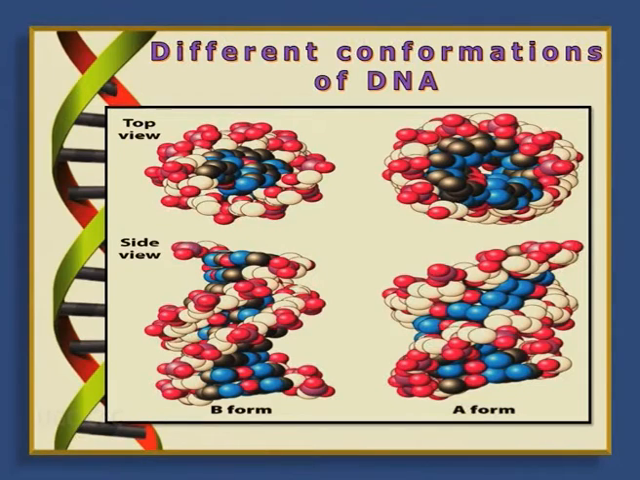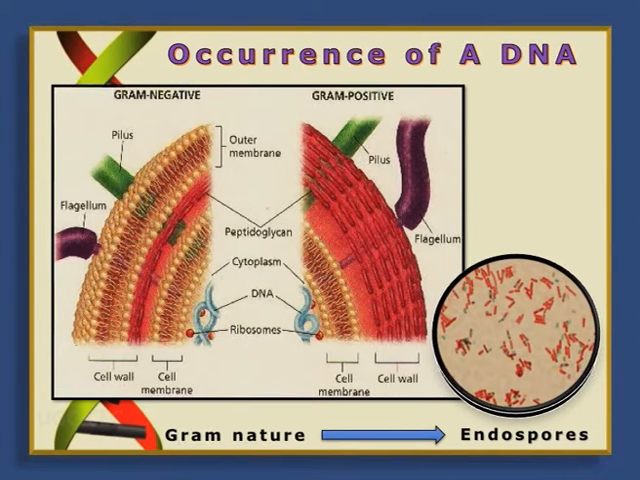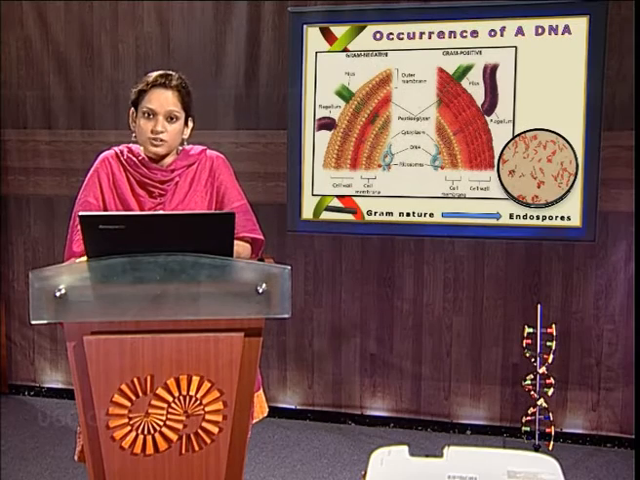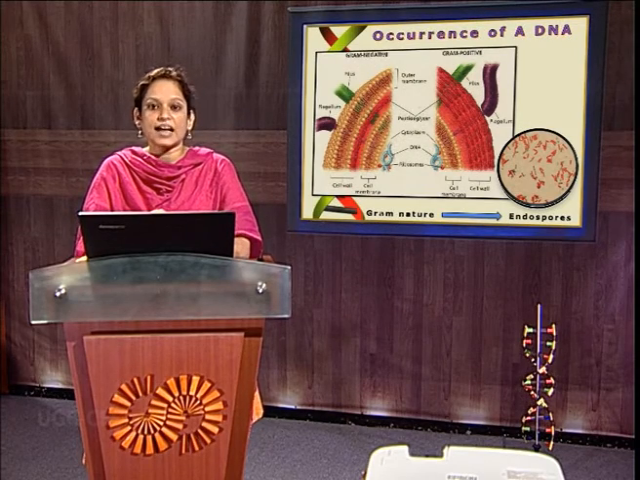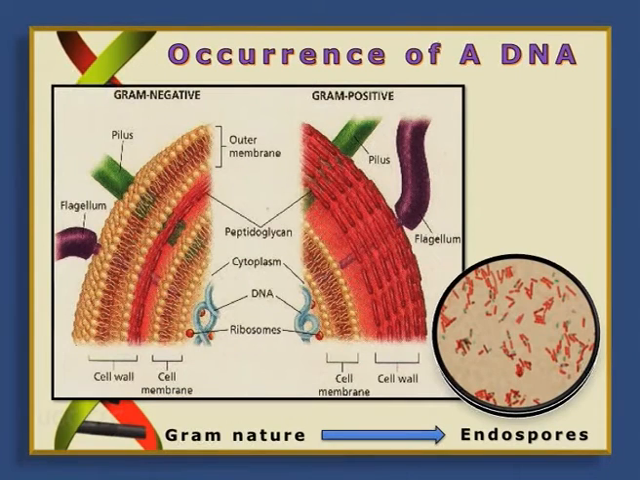The A DNA shows a wider and a flatter right-handed double helix than does the B form. Now, this kind of A form of DNA is found when the humidity drops to 75%, and it is also found in the endospores of certain gram-positive bacteria like Bacillus and Clostridium, as well as in the active center of DNA polymerase and in the catalytic center or cleavage center of topoisomerase II. So, this all shows the presence of A DNA.